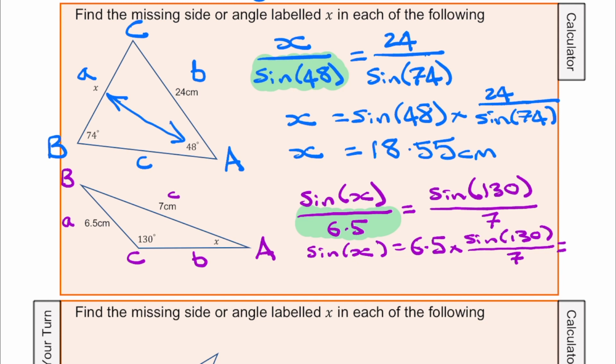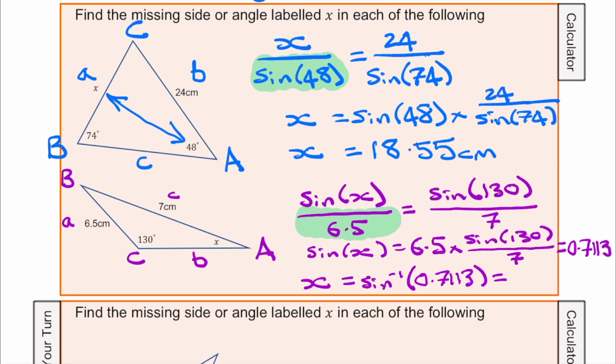So that gives me 0.7113. That is to 4 significant figures. And then the final step, of course, to get rid of sine, you might remember from SOHCAHTOA, you need to inverse sine. So x is just going to be equal to inverse sine of that number that we just got. So 0.7113. And again, we put that into the calculator, and that gives me 45.34.